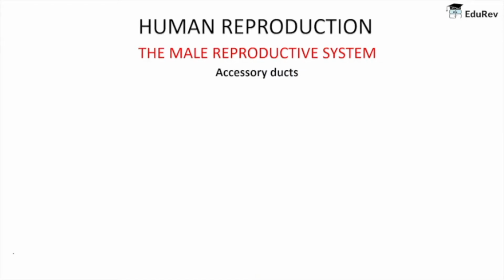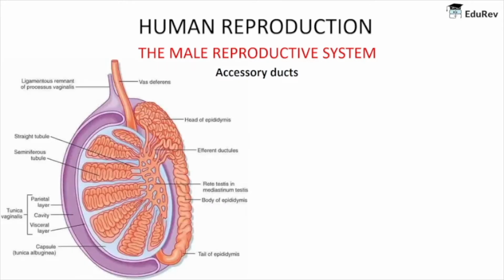Now moving on to accessory ducts, which are a part of the male reproductive system. We know that sperms are produced in the seminiferous tubules. I'll write that down. Done till here? Yes.